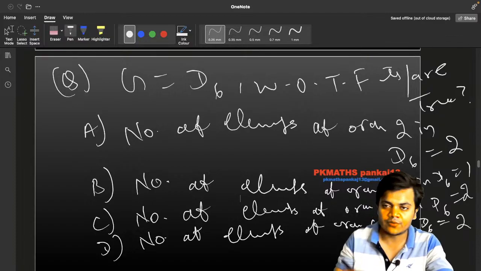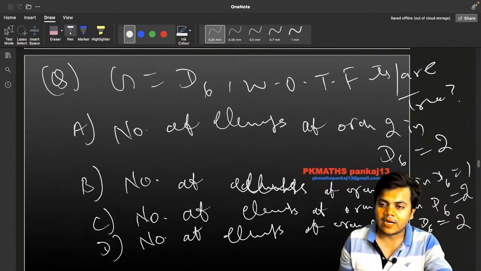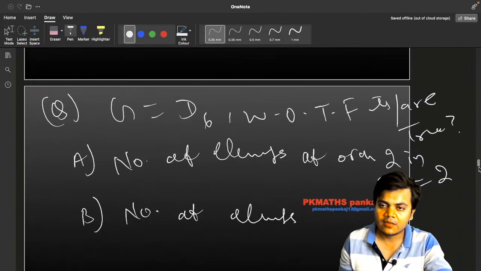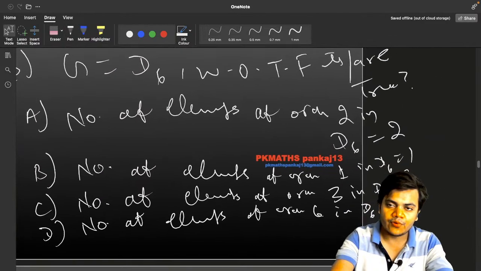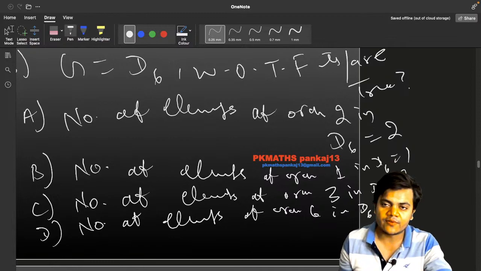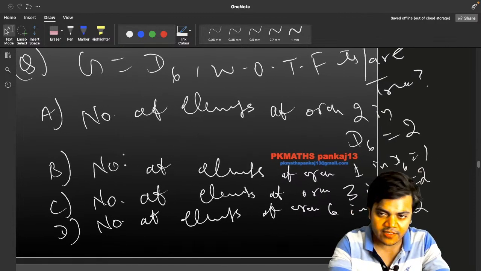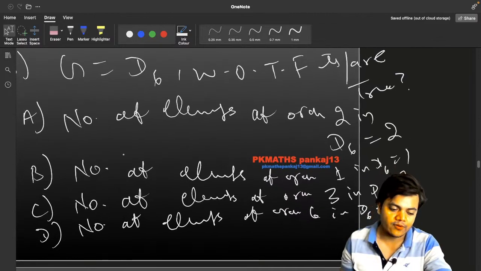So what would you like to say about it? I just want to ask, if you have G equal to D6, then which of the following is true or false? Number of elements of order 2 in D6 is 7, number of elements of order 1 in D6 is 1, number of elements of order 3 in D6 is 2, and number of elements of order 6 in D6 is 2. So what would you like to say? Four options are there, more than one option is correct, you just need to say the right thing. Come on, you are welcome to speak.